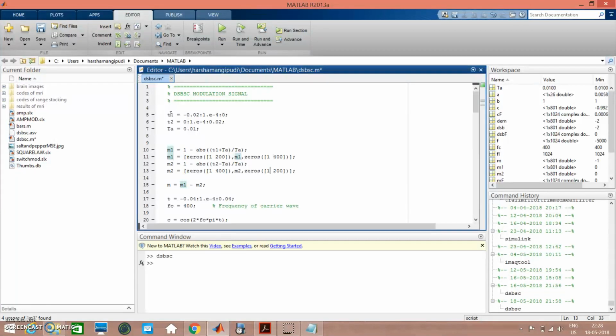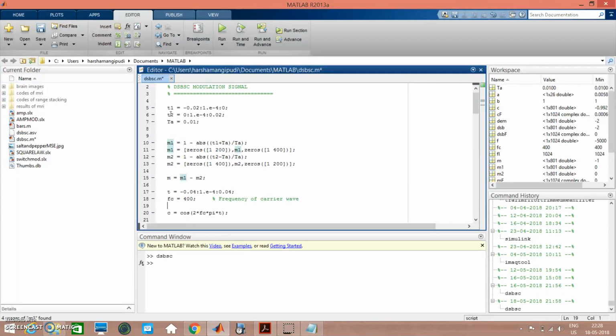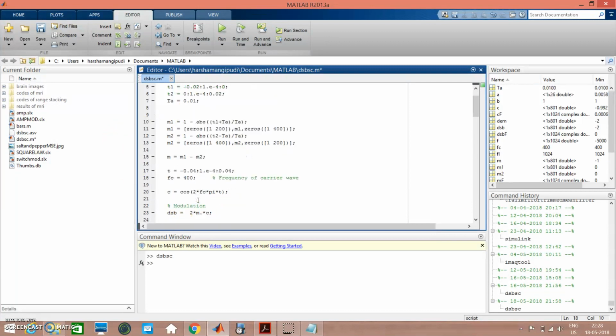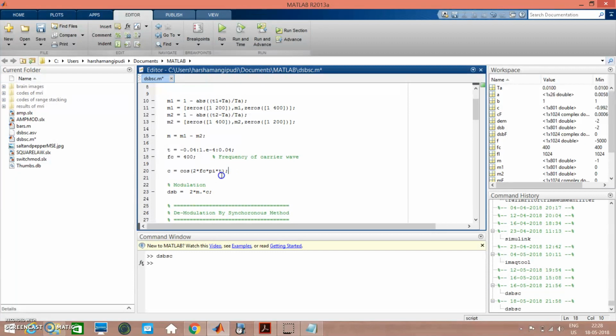Similarly I have taken another message signal from backward. I added 1 to 400 zeros, and in between my M2 and 1 to 200 zeros again. When I subtract M1 from M2, I get my message signal. Now I've defined the time instant for the carrier signal, with a gap of 10 power minus 4 again. FC is the frequency of the carrier signal, cos 2 pi FCT.